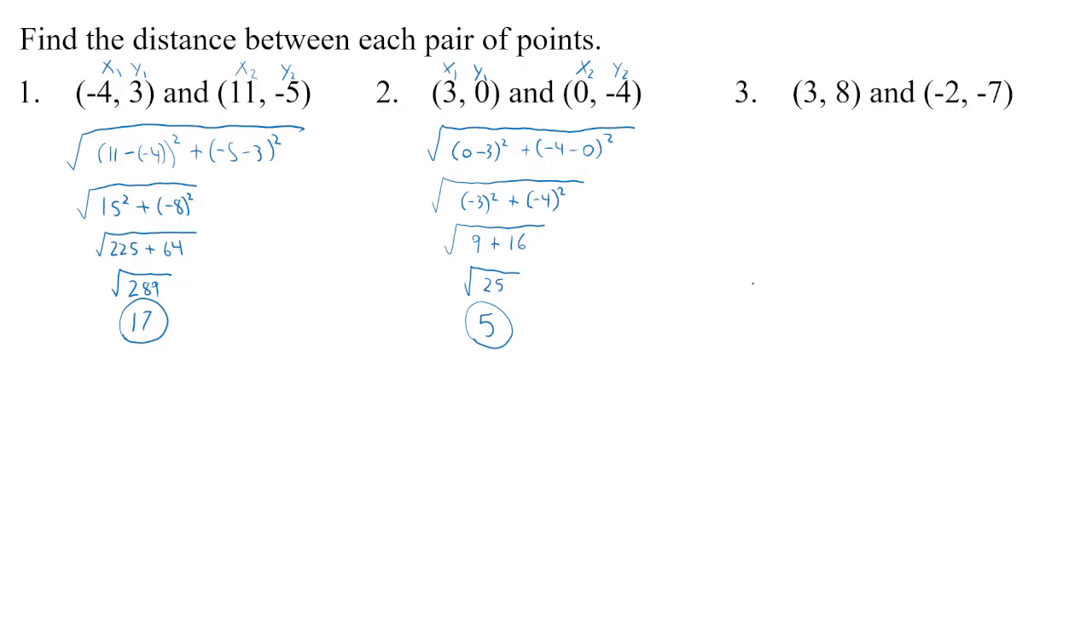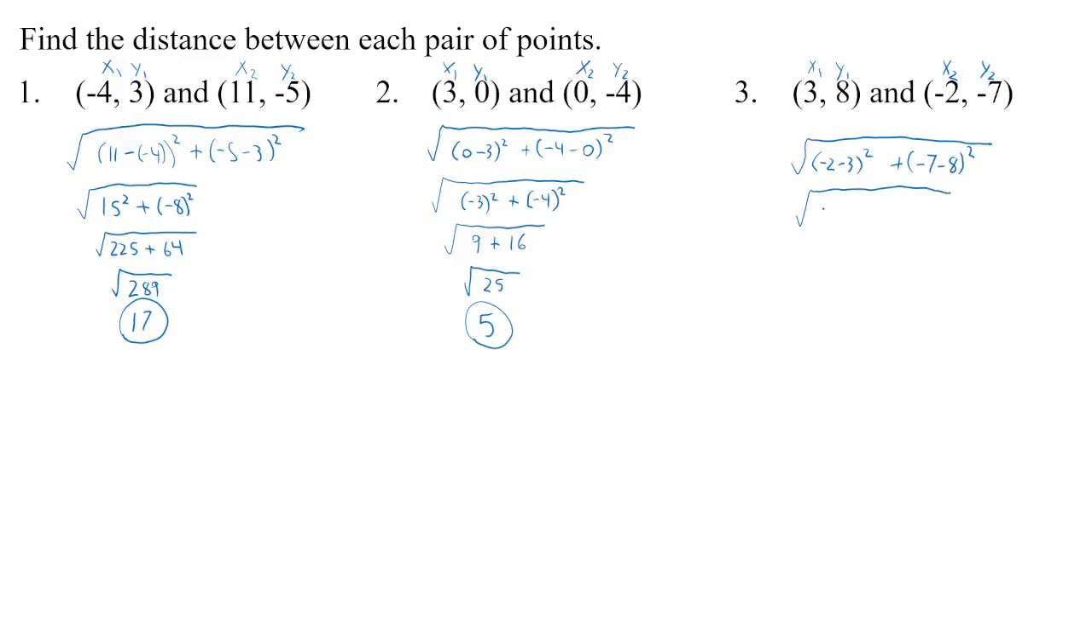Next, we have (3, 8) and (negative 2, negative 7). We're going to label our points x sub 1, y sub 1, and x sub 2, y sub 2. We will put them into the formula. We got negative 2 minus 3 squared plus negative 7 minus 8 squared.